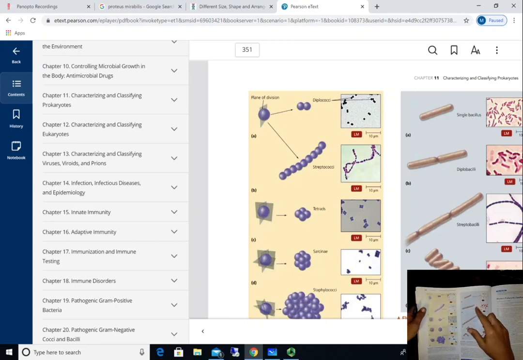Here's bacillus. We can have 2 together, diplobacilli. Sometimes they form chains known as streptobacilli. And then sometimes they'll snap and form what we call a palisade, a V shape. You notice they do not have as many different planes of division with bacilli, so there are not as many different types of structural arrangements.